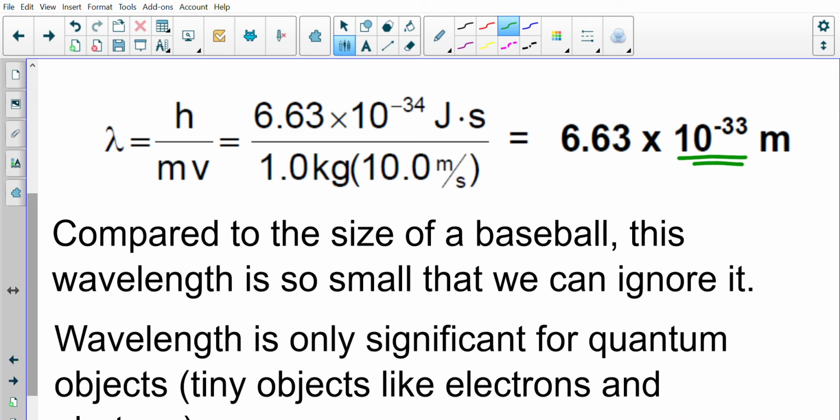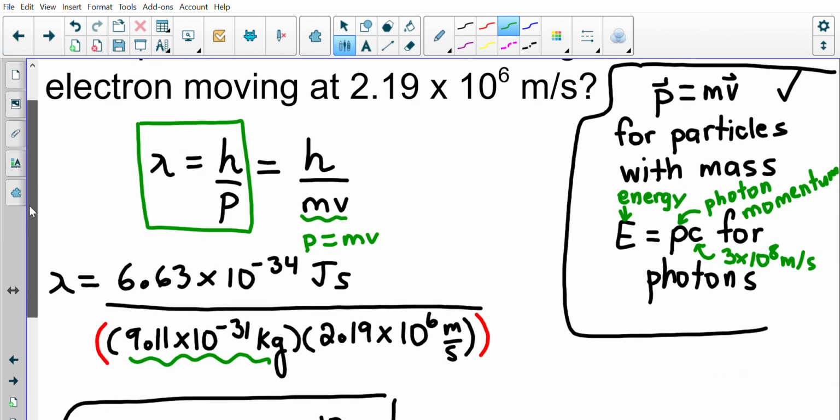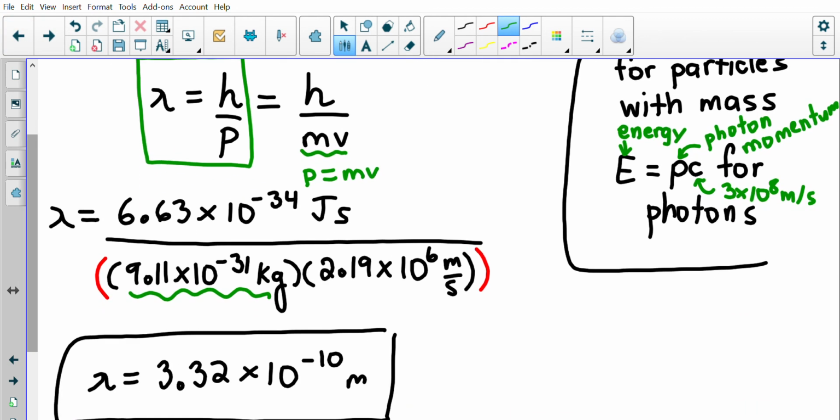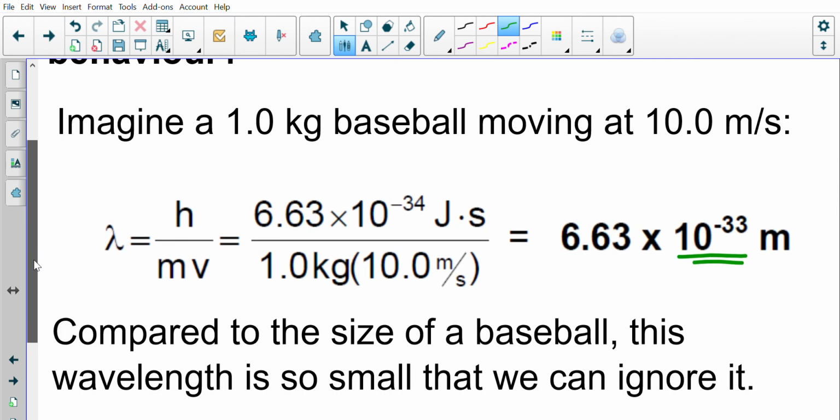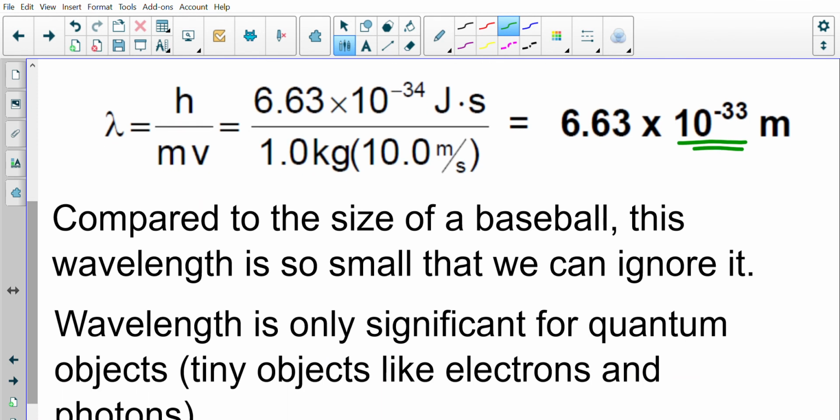That's tiny, tiny, tiny, tiny. It's actually a lot smaller than the wavelength that we calculated here for the moving electron. And so that wavelength is so small that it's almost impossible to measure. But there's another consideration too. Compared to the size of a baseball, this wavelength is so small that we can ignore it. Okay? Wavelength is only significant for quantum objects.